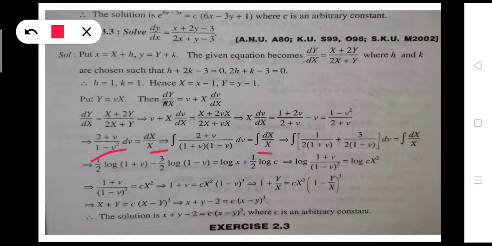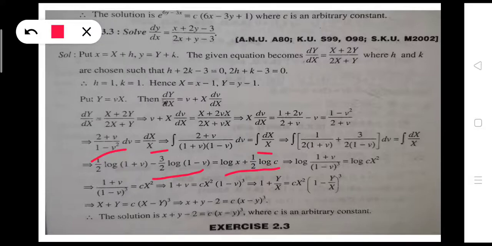So what is integration of 1 by (2 into (1 plus v))? That is written as 1 by 2 log (1 plus v). And what is integration of 3 by 2 into 1 by (1 minus v) dv? That is log (1 minus v) with a minus sign. And what is integration of 1 by x? Log x. So we got 1 by 2 log (1 plus v) minus 3 by 2 log (1 minus v) is equal to log x plus 1 by 2 log c.